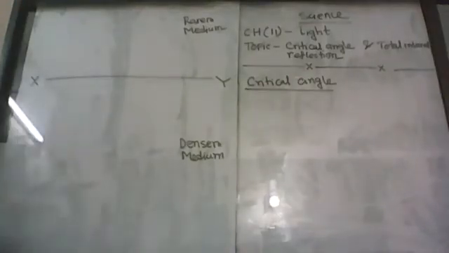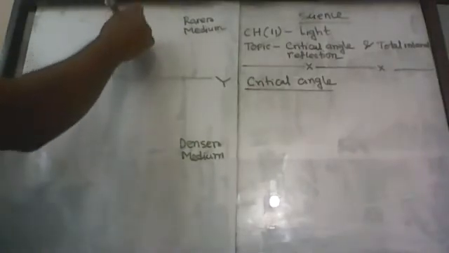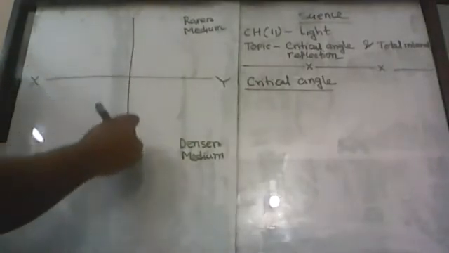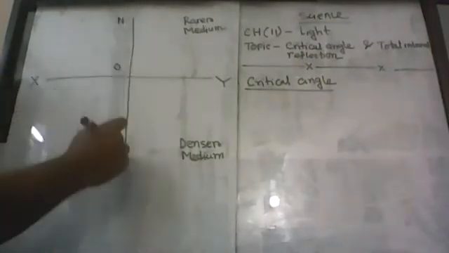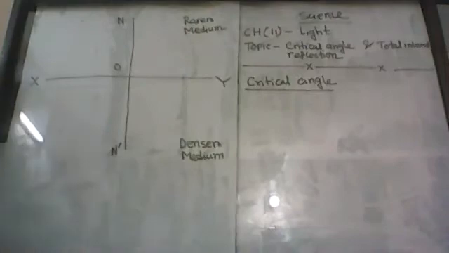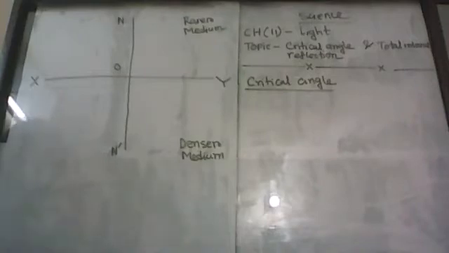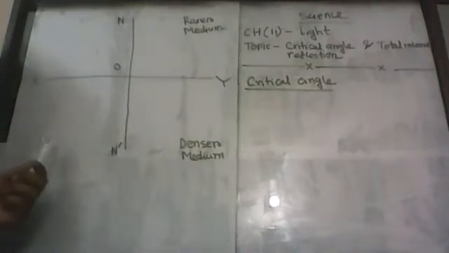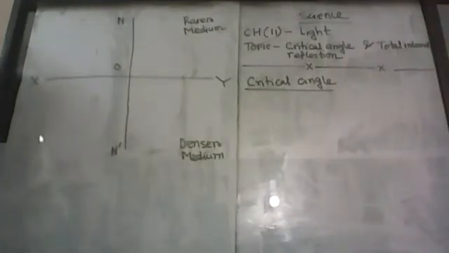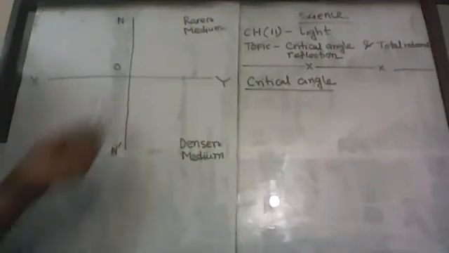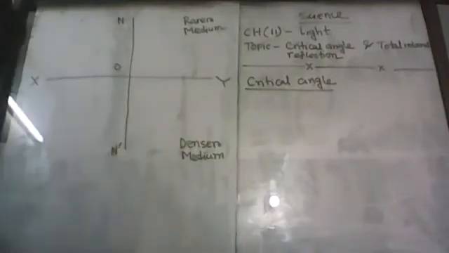Now you see this. This is a normal line, or a vertical line. So this is N, O, N prime, the normal line or vertical line. You see here, when a ray of light is incident obliquely from denser medium to rarer medium, I repeat again, boys and girls, then what is happening here?